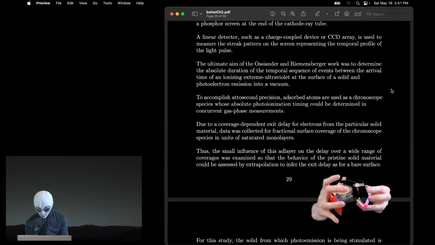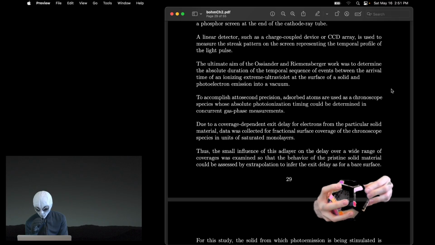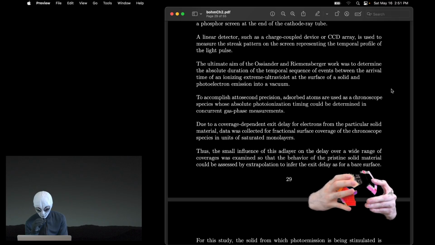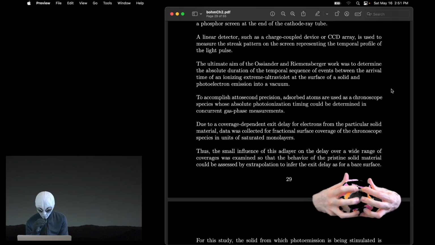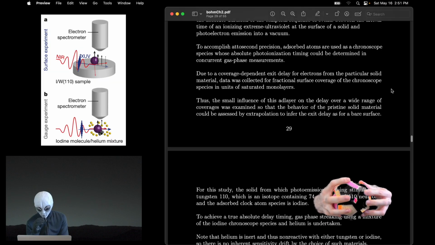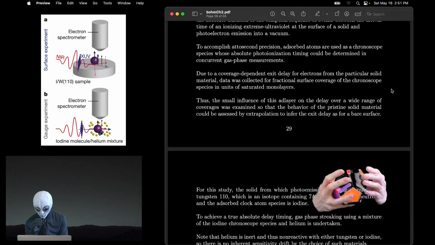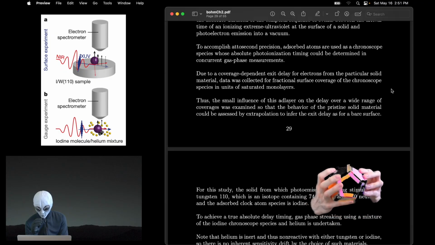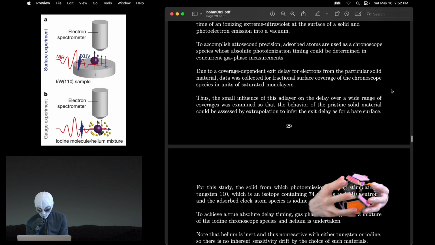The ultimate aim of the Ossiander and Riemensberger work was to determine the absolute duration of the temporal sequence of events between the arrival time of an ionizing extreme ultraviolet light at the surface of a solid and photoelectron emission into a vacuum. To accomplish attosecond precision, absorbed atoms are used as a chronoscope species whose absolute photoionization timing can be determined in concurrent gas phase measurements.